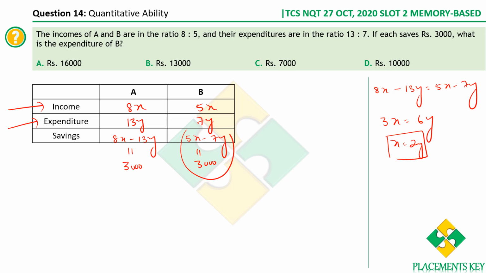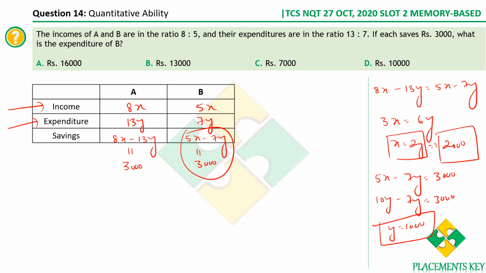Let's substitute in either of the equations. We get 5x minus 7y is equal to 3000. We know x is 2y, so 5 into 2y gives 10y minus 7y is 3000. Therefore, y is 1000, and x is 2y, which is 2000. What are we supposed to find? The expenditure of B, which is 7y. We already know y is 1000, so the expenditure of B will be 7000 rupees, which is option C.